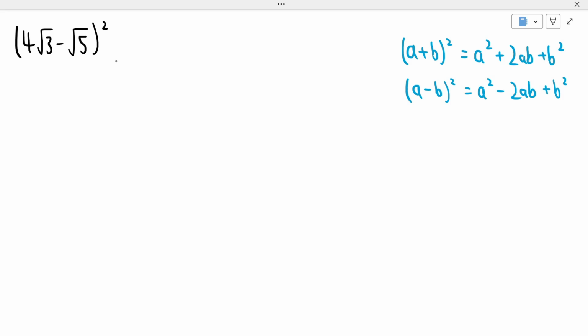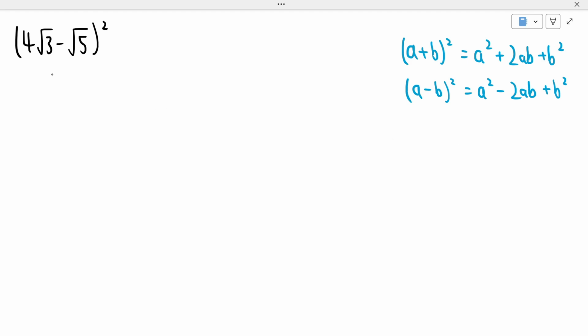So here's a slightly different example. How do we simplify 4 square root of 3 minus the square root of 5 all squared? This is in the a minus b all squared form because there's a minus sign in the middle instead of a plus sign. So we need to use the formula a minus b all squared is equal to a squared minus 2ab plus b squared.